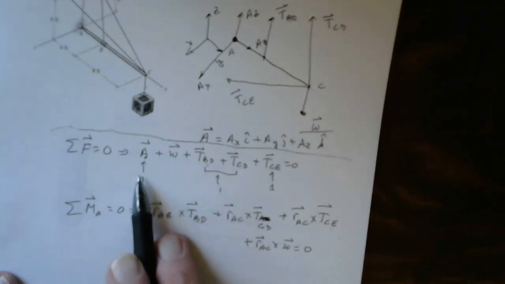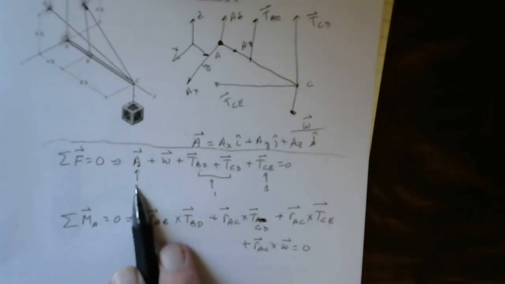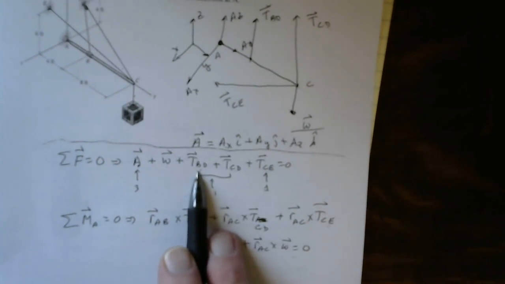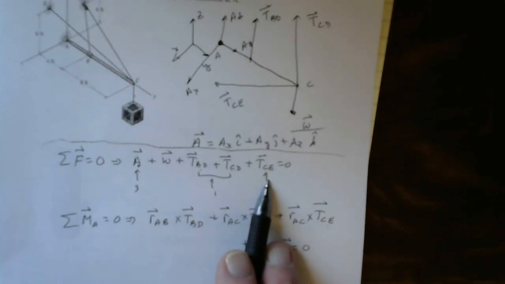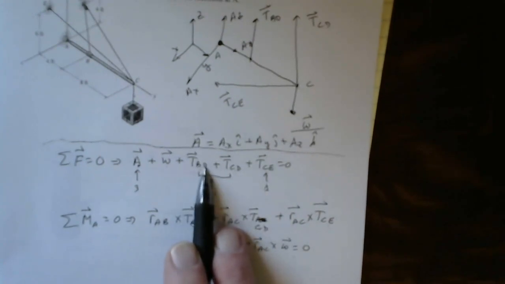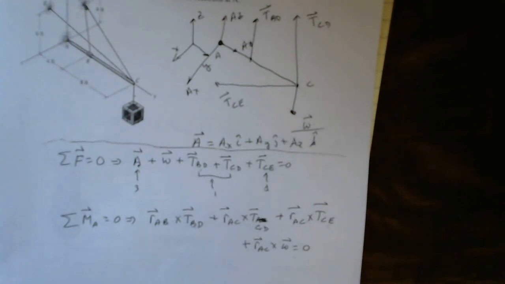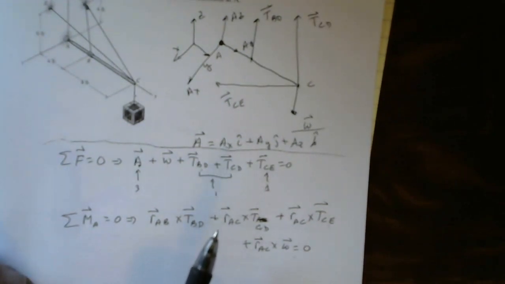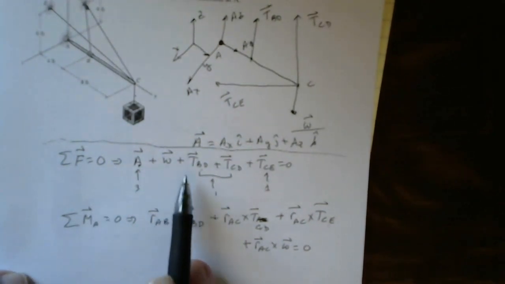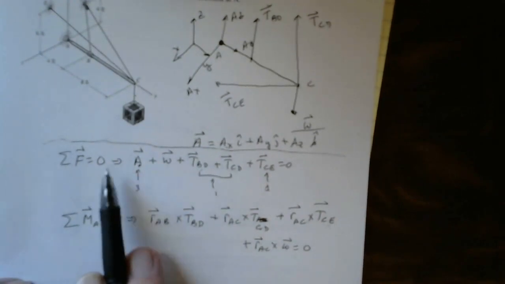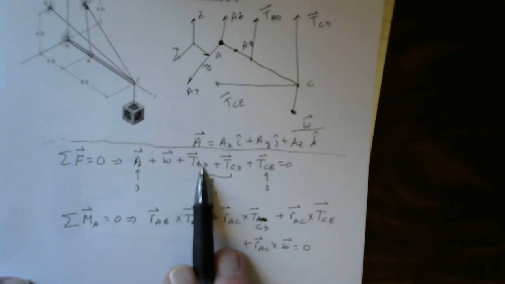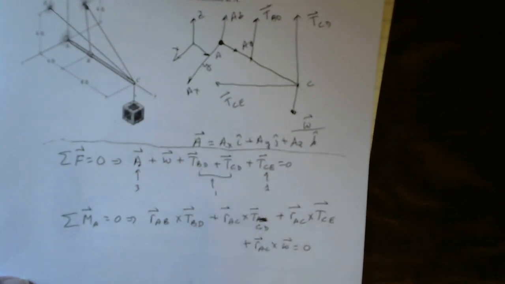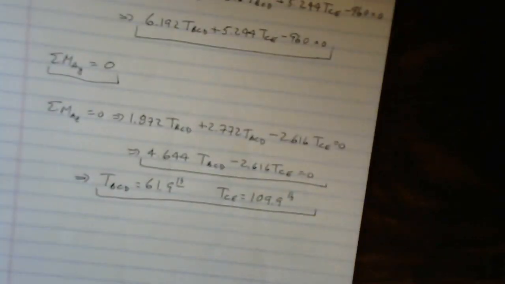All right, I still have three unknowns, AX, AY, and AZ for the reaction force. I know the magnitude TBD, the magnitude TCD, and the magnitude TCE, and again, the magnitude TBD is the same as the magnitude TCD. Before I can collect the X, Y, and Z terms for the force equation, I need to express these tensions, TBD and TCD, as Cartesian vectors. So that's the next step.